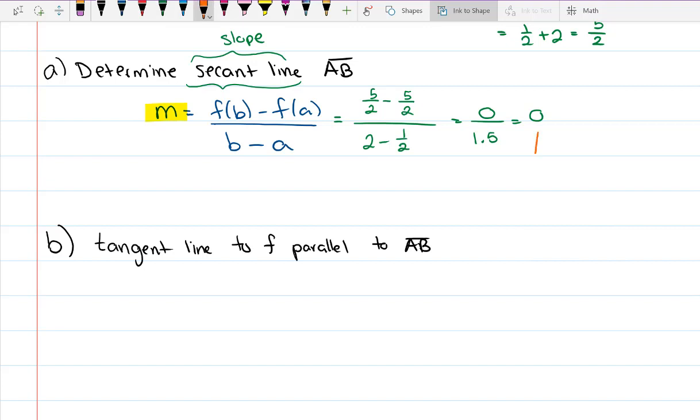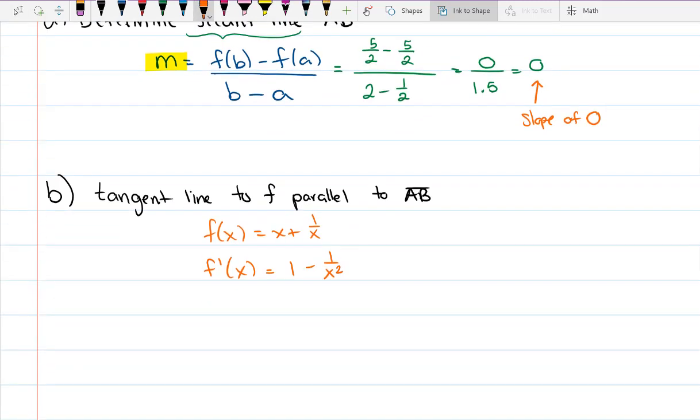And so what I really want is a line that's tangent to the curve but also has a slope of 0. So to do that, I'm going to take f of x, which is x plus 1 over x, and find the derivative, because that's how you find the slope of a tangent line. So this is 1 minus 1 over x squared. I'm going to set that equal to 0 because that's the slope I want. I'm going to do a little solving, and you get x is equal to plus or minus 1.